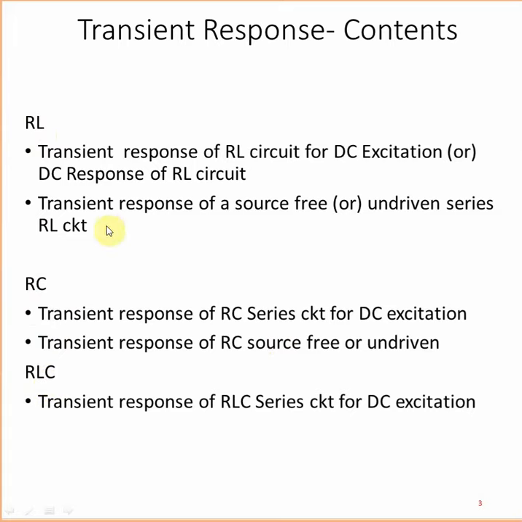One is a DC source and the other is a no source, I mean a free source, or another name is called undriven. We were seeing the derivations for RL followed by RC, also with DC excitation and a free source. Then in today's class we will look at RLC with DC excitation.